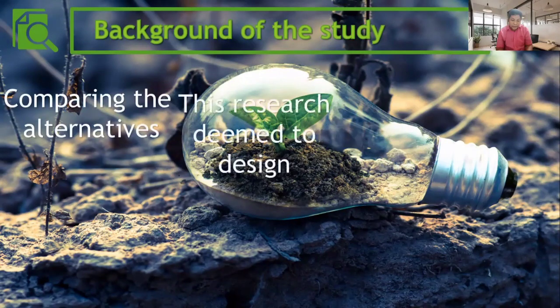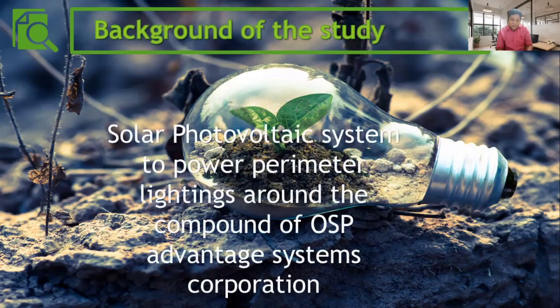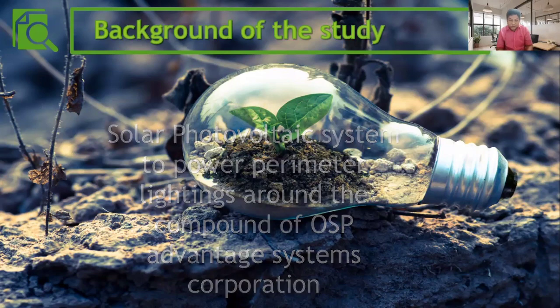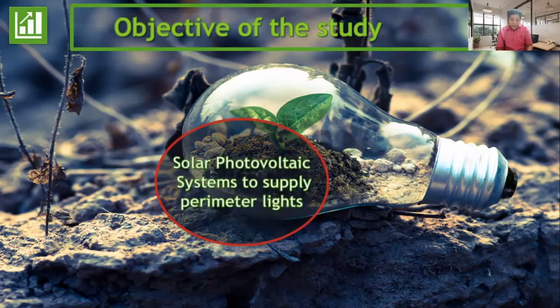Comparing the alternatives, this research aimed to design and develop a solar photovoltaic system to power perimeter lightings around the compound of OSP Advantage Systems Corporation. The objective of the study is to gather and analyze the data for a solar photovoltaic system for supplying perimeter lightings.